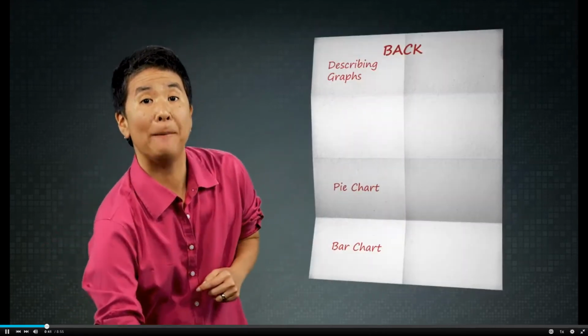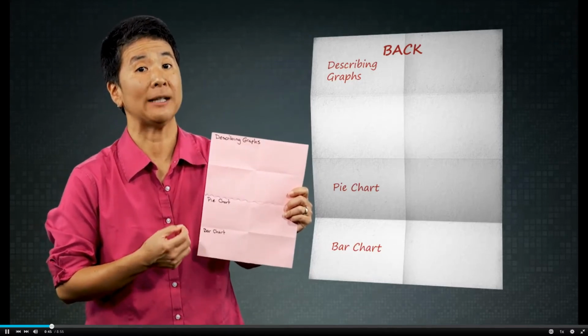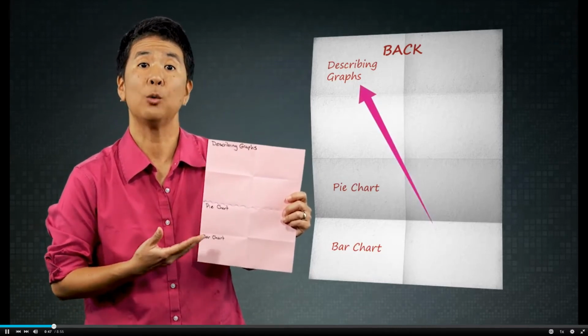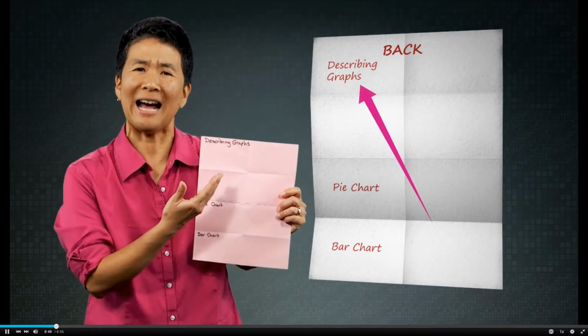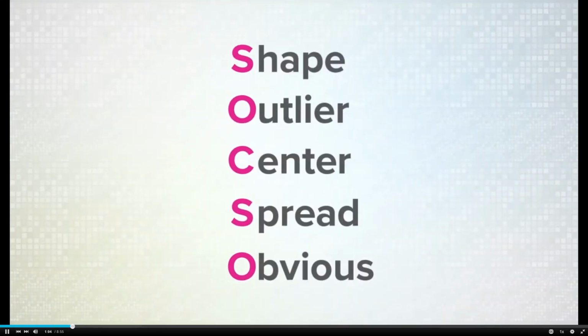Okay, on the back of your note page, you should have written a little bit from a separate lesson about describing graphs with your SOCKS. Let's add a little bit to that. So, how to compare? If you're given two different graphs, you will often be asked to compare them. First, remember your SOCKS: you still want to talk about the shape, the outliers, the center, the spread, and anything obvious about the graphs.